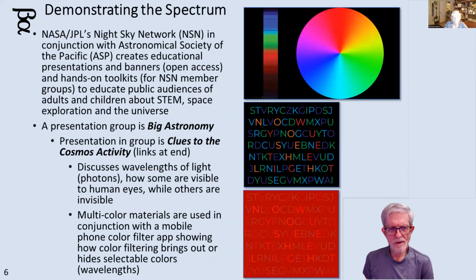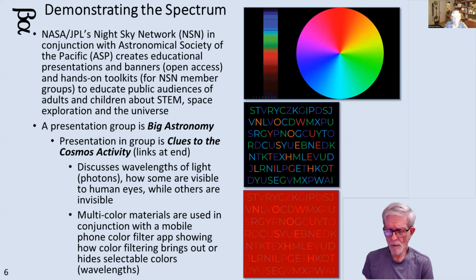So as of tonight, we're going to start using some of the materials from the NASA JPL Night Sky Network program, which is actually executed by the Astronomical Society of the Pacific. They create educational presentations and banners that are openly accessible. Schools, you know, love that kind of content because it's ready-made.